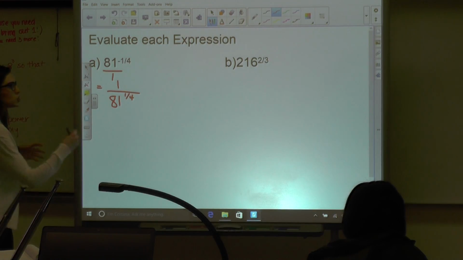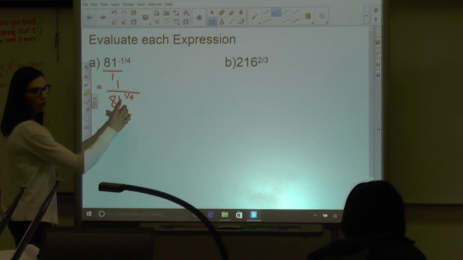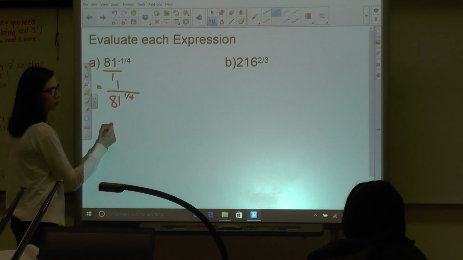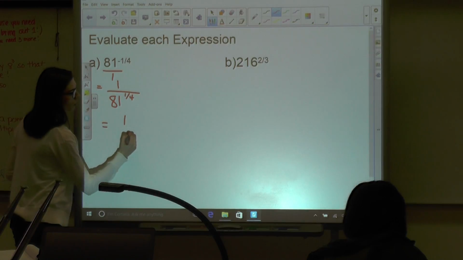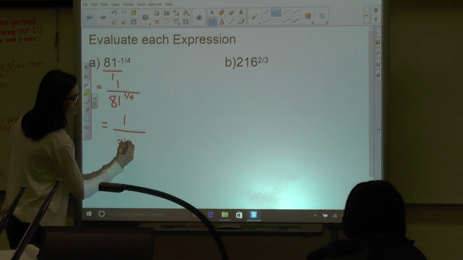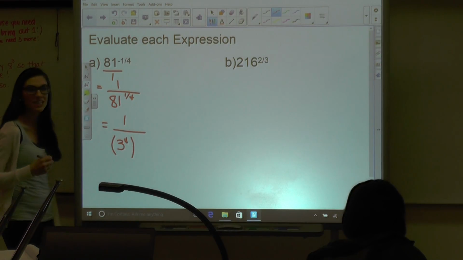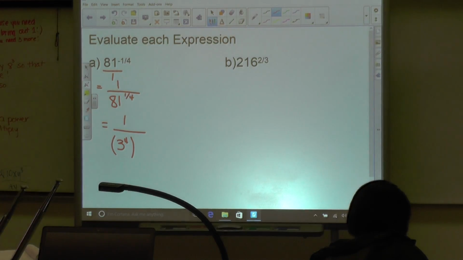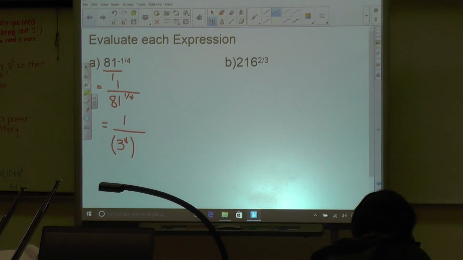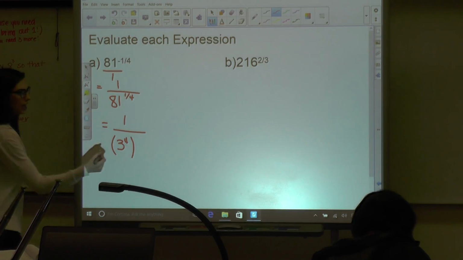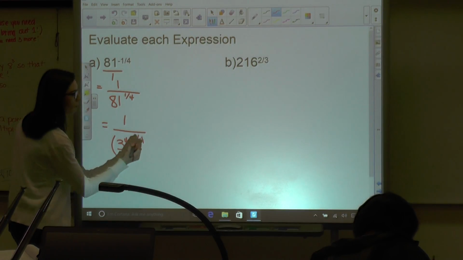81. So we're going to turn 81 into 3 to the power 4. So 1 over 3 to the power 4. That is the same exact thing as 81. 3 times 3 is 9. 9 times 3 is 27. 27 times 3 is 81. And this is to the power 1/4.